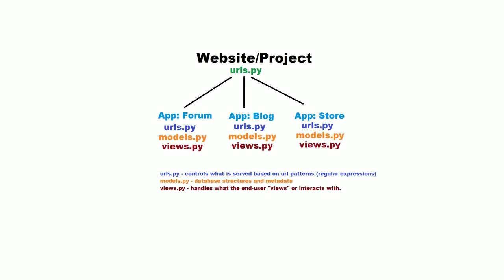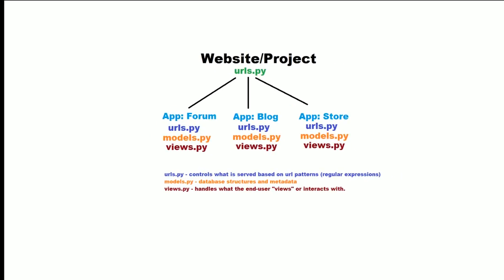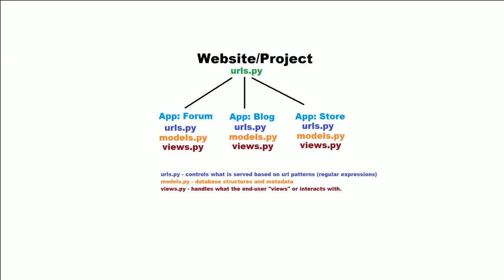So you've got your urls.py, which controls and links to all of the apps in your project, and each app will have at least, it doesn't currently have a urls.py by default, but it will have urls.py. And then you've got models and views, so every app will consist of that, and just below it you can see urls.py just controls what's served, models is your database structure and your metadata, and views is basically what the end user winds up seeing.